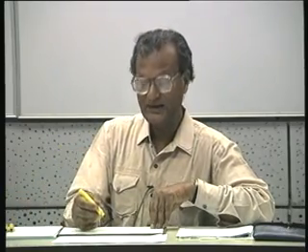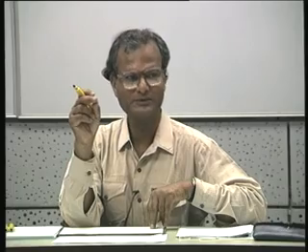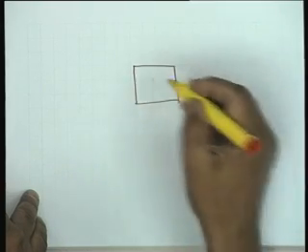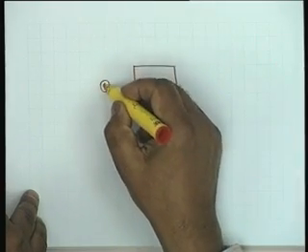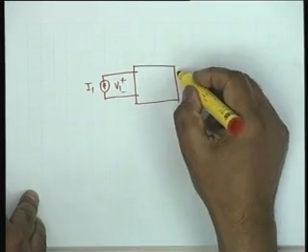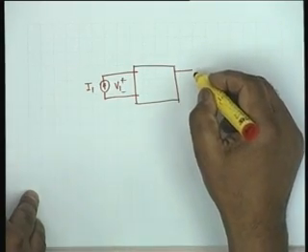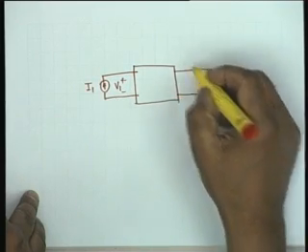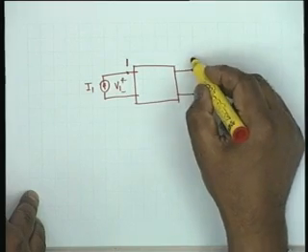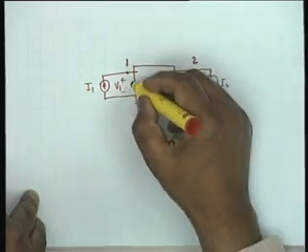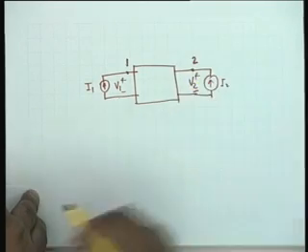Alright. How do I prove that any pole of Z12 also belongs to Z11 and Z22? Let's recall our node analysis. We have two current generators. Is this clear? Can you see this? We have two current generators at the two ports. We call this node 1, this is node 2. There is some reference inside, and the voltages are V1 and V2.